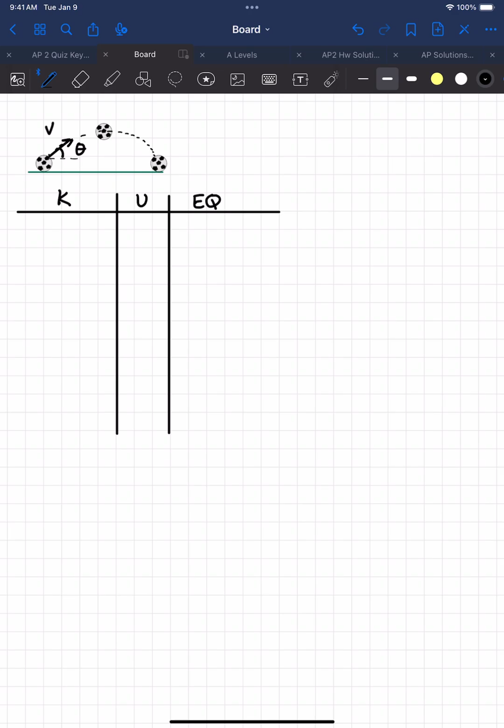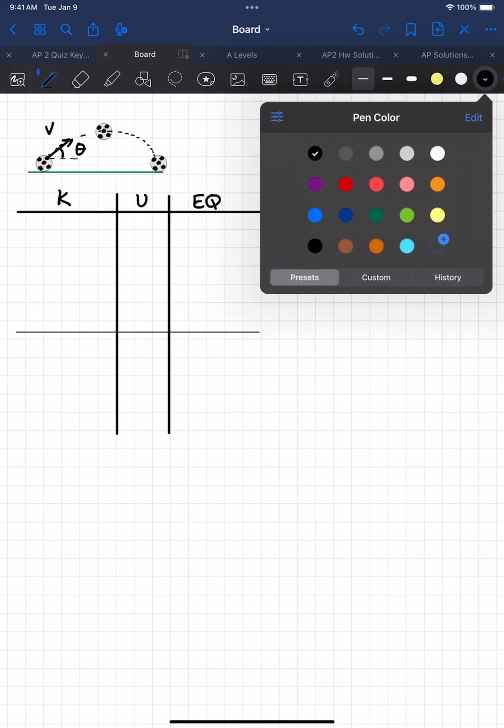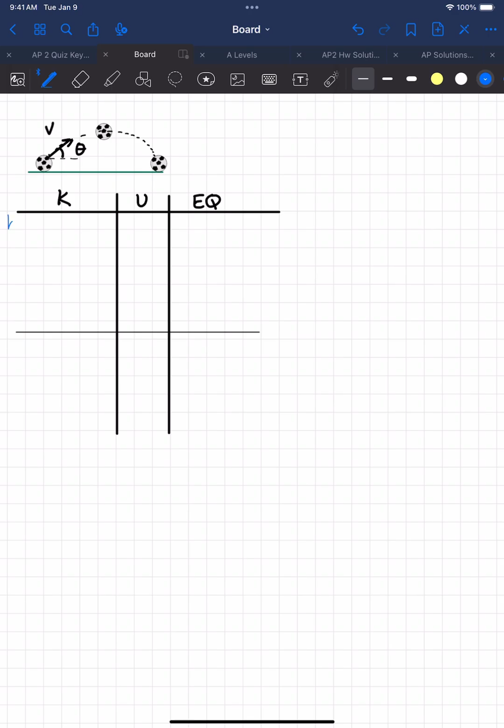Okay, so now I'm going to walk us through how to solve an A-level kind of question. I've drawn the picture already, and I'm going to fill in the KU-EQ table as I read the question. We're going to call this the horizontal information up top, and down here, the next row, we're going to call this vertical information.